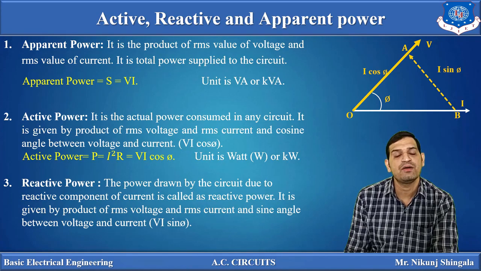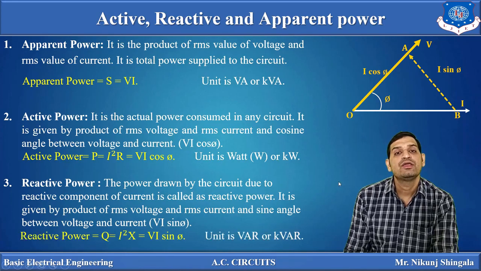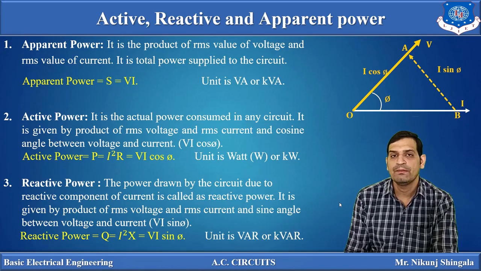Reactive power flows in the circuit from source to the load and back from load to the source. It is a useless power, so it should be minimized. It should be as small as possible in the circuit, and it is given by Q. Q is equal to I square into X, where X is a reactance, which can be a capacitive reactance or inductive reactance. So it is given by VI sine phi as per definition, and it is measured in terms of volt ampere reactive or kilovolt ampere reactive.